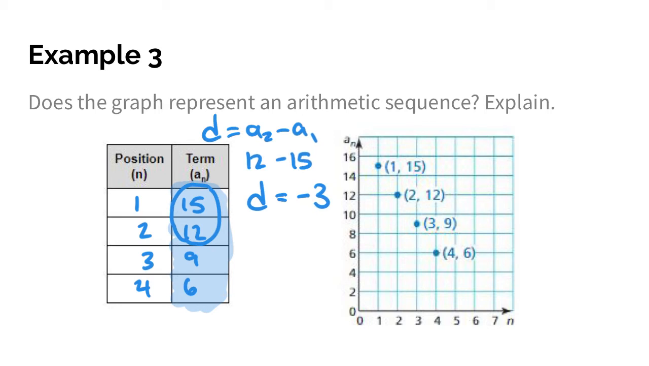So my goal then is to figure out, do the numbers follow this pattern every single time? So starting at, and I'll show it down here, starting at 15, if I subtract 3, that's going to take me to 12. If I subtract 3 again, does that give me 9?